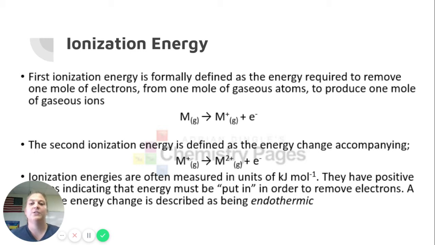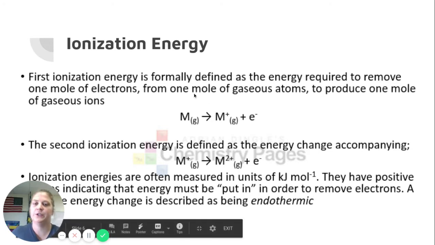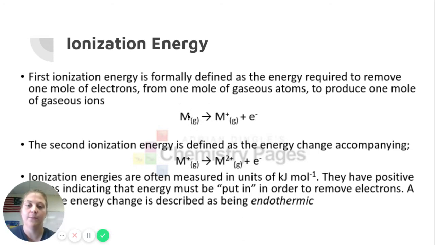So ionization energy is the energy it takes to make a mole of your +1 ion, or to remove a mole of electrons from your neutral atom. And they do have to be gaseous. So you're going to start out with your atom in the gaseous state. You're going to put in energy, and ionization energy is going to remove an electron, leaving a positive charge.